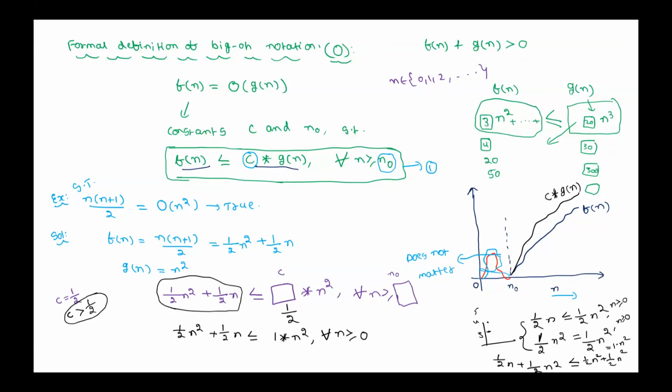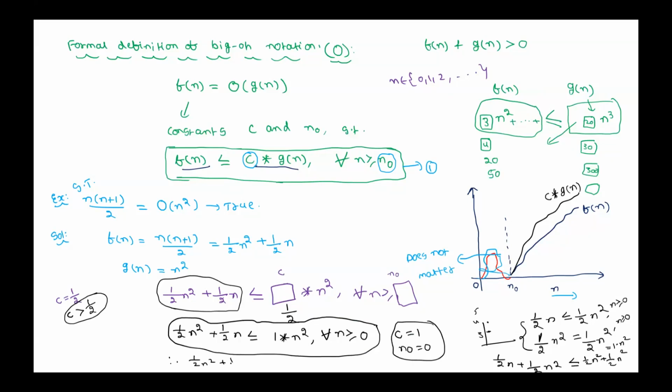Is that correct? So from this, what is the conclusion? We are able to find two constants C and n naught, where C is 1 and n naught equal to 0, such that inequality 1 is true. Hence, based on the formal definition of big O notation, what can we conclude? 1 by 2 into n square plus 1 by 2 into n is big O of n square, based on the formal definition of this notation, which is the same as the given result.